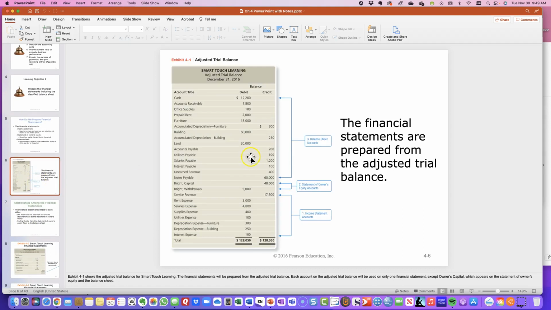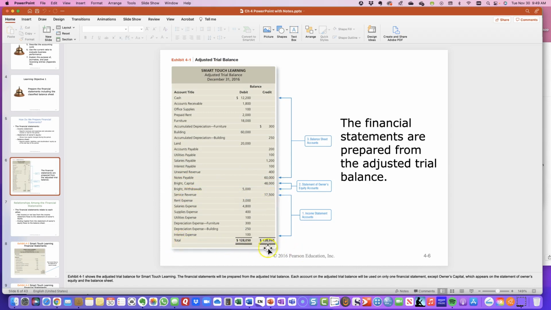When we look at an adjusted trial balance, we see the different accounts, right? Here we see all of our balance sheet accounts. These are all of our asset accounts up until land here. Then we see our liability accounts all the way up until notes payable here. And then we see our equity accounts with the owner's capital and withdrawals. Then you see service revenues here and then all of our expenses.